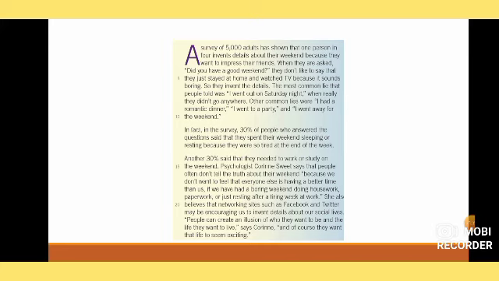About 30% said they needed to work or study at the weekend. Psychologist Karen Sweet says that people often don't tell the truth about their weekend because we don't want to feel that everyone else is having a better time than us, if we have had a boring weekend doing housework, paperwork, or just resting after a tiring week at work. She also believes that networking sites such as Facebook and Twitter may be encouraging us to invent details about our social lives.